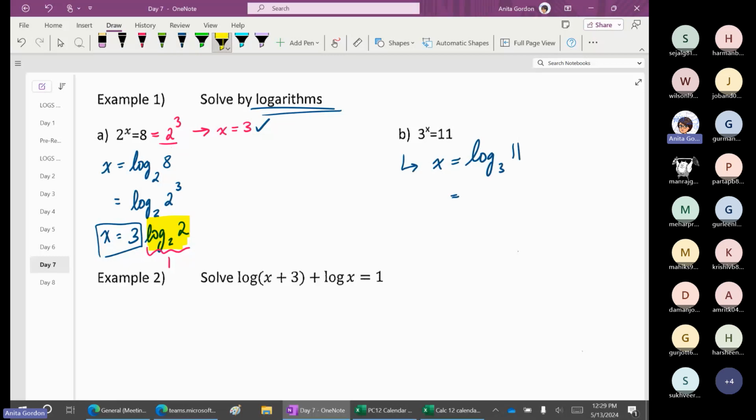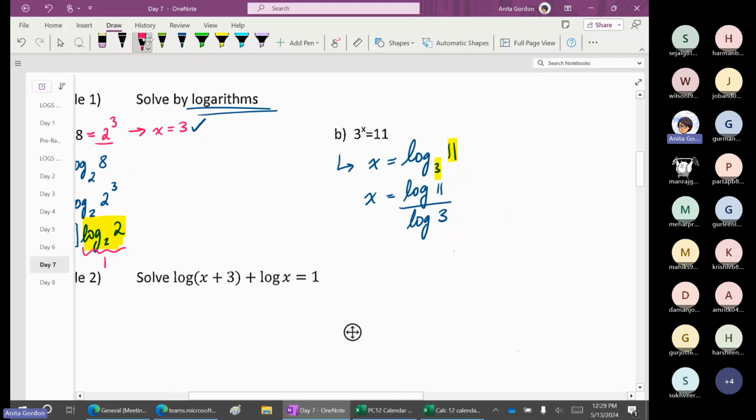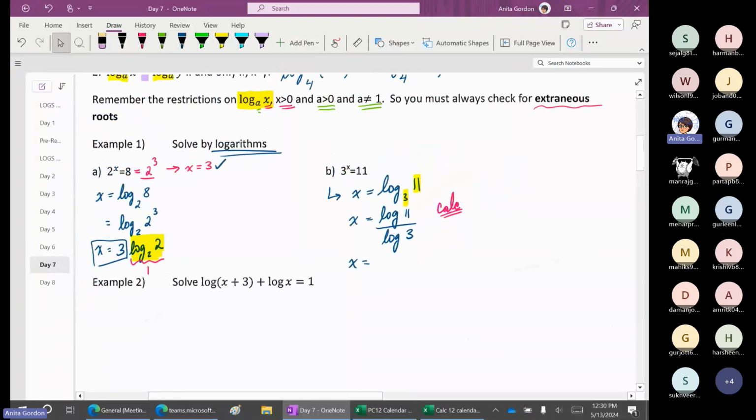When you do a change of base, the original base becomes the denominator and the interior becomes the numerator. So this is log 11 over log 3. When we have a log base 10, we don't need to write the 10 part. The 10 is always assumed. So this becomes a calculator question. I want you to grab your calculators and type in log 11 close bracket divide by log 3 close bracket.